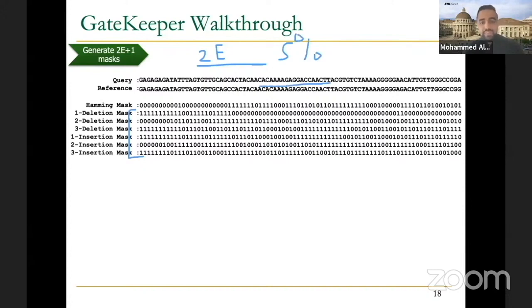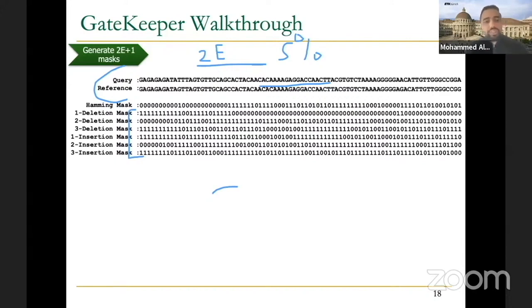So if E is equal to 5, then we need to build 2E, which is 10 of these vectors, plus the Hamming distance vector, that is 11. So 2E plus 1, right? Now the Hamming distance can be done using XOR operation directly, but for the others, we need to shift one of the two sequences, either the query or the reference, one of them, not both. One of them needs to be shifted. For example, for deletion, since the effect is going to the left, we need to do the opposite. So we need to shift the sequence to the right and then do the comparison with the reference using XOR.